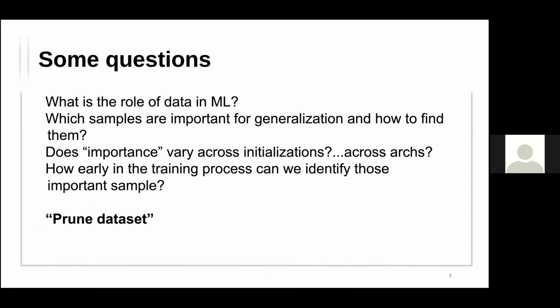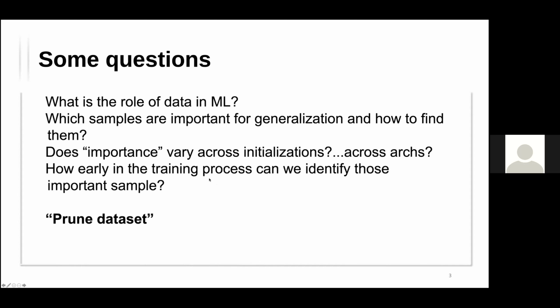So today I want to start with some questions. The first one is, what is the role of data in machine learning? Because currently some researchers think data is much more important than the model architecture itself. The second question is, which samples are important for generalization and how to find them? For example, are those important samples stable or do they vary across different initializations and across different model architectures? If those important samples do exist, then how early in the training process can we identify them?